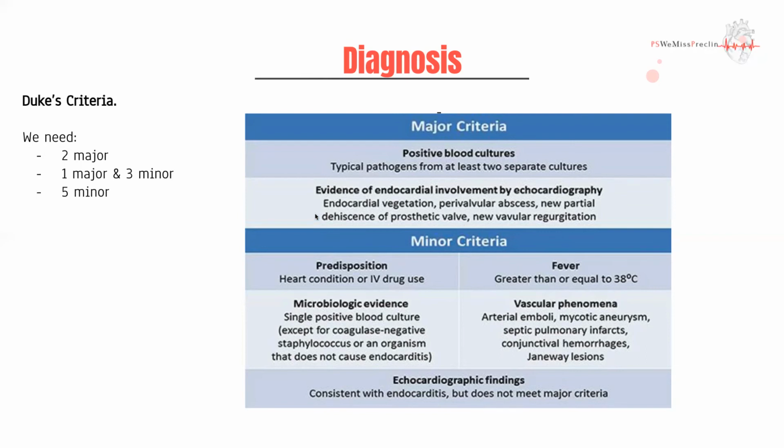I don't think you need to know the specifics of what major involvement with an echo is, but just knowing that infective endocarditis specific findings would be major. Anything that's still an echo change but doesn't meet any of this is going to be a minor. So going back: 2 major, 1 major and 3 minor, or all 5 minor.